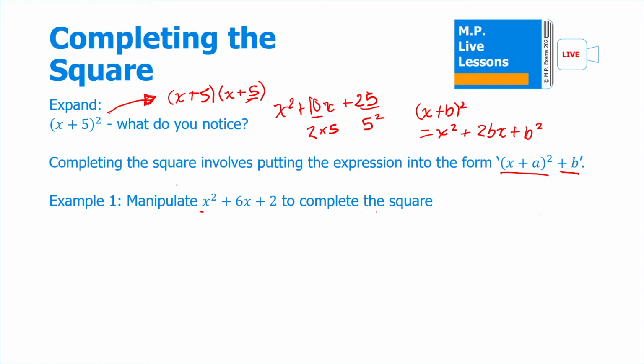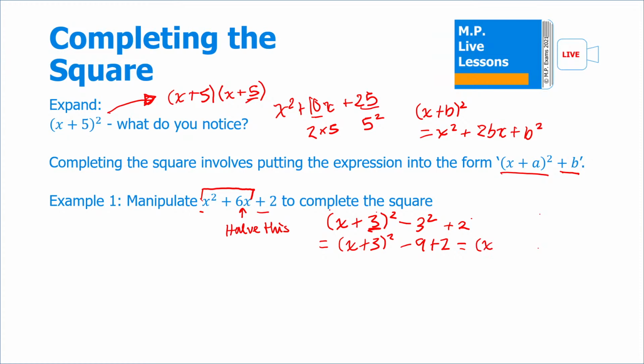And what you do is, you'd half this number, and you'd put it inside the bracket. And since you only want x squared plus 6x, you'd take off this number squared, and you'd still have the plus 2 at the end. If we simplify, it's x plus 3, in brackets all squared, minus 9 plus 2. This gets us, at the end, x plus 3 all squared, minus 7.